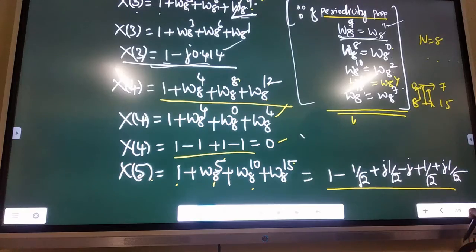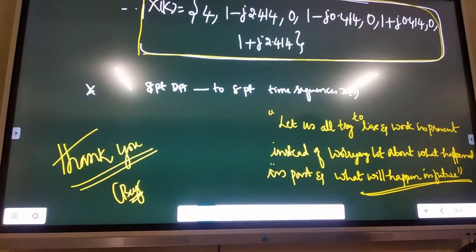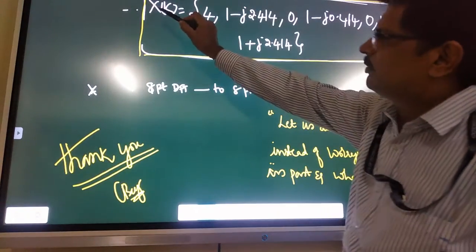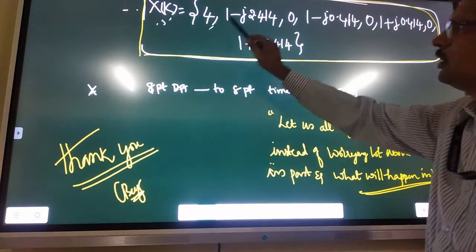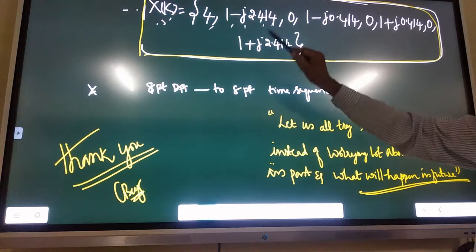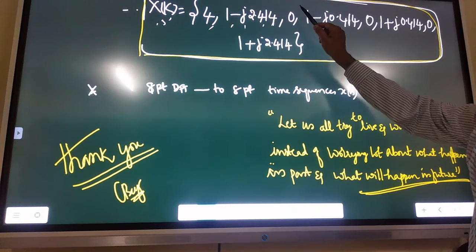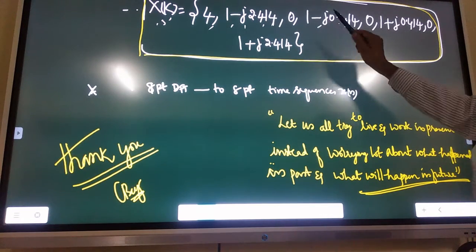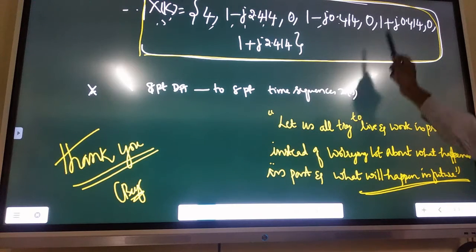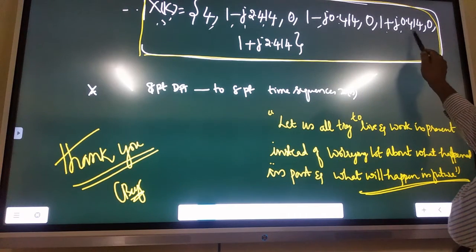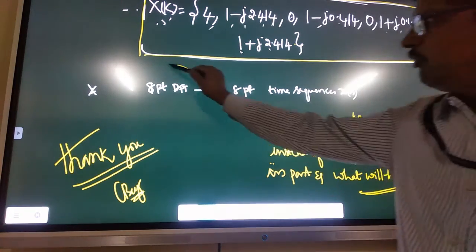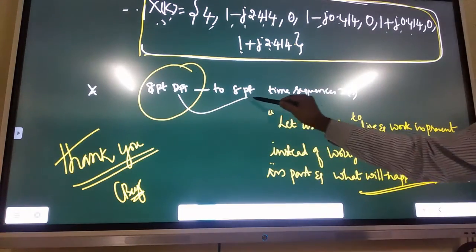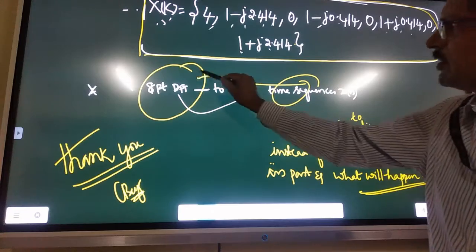That's all. Then you will get all 8 frequency samples. Therefore, the 8 point frequency samples are X of k: the first sample, second sample 1 minus j2.414, third sample 0, fourth sample 1 minus j0.414, fifth sample 0, then 1 plus j0.414, 0, and 1 plus j2.414. That is how we can convert any 8 point time sequence into frequency.